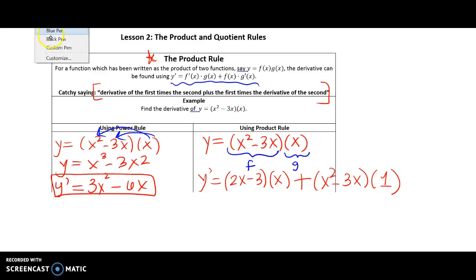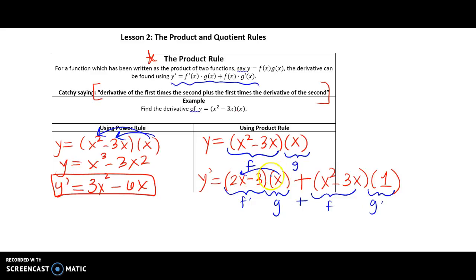Again, for my annotators, since this is the first time you're seeing this, what I've done here is found f prime, multiplied that by g, added f times g prime, which is the definition of the product rule.